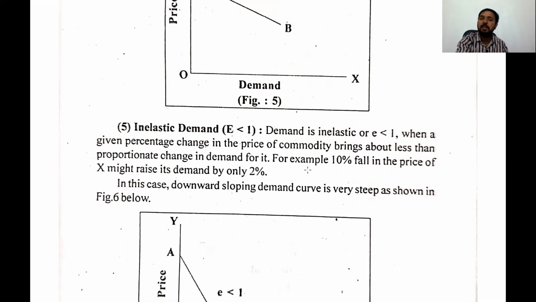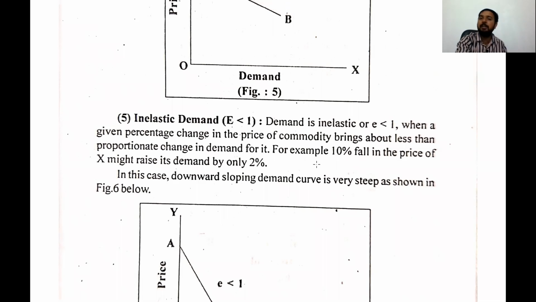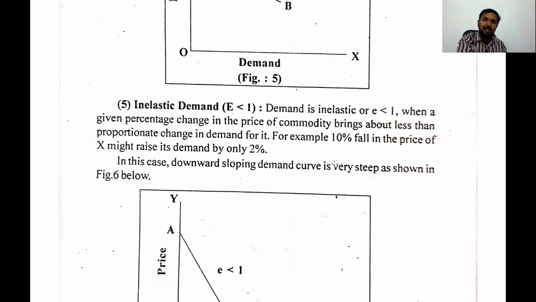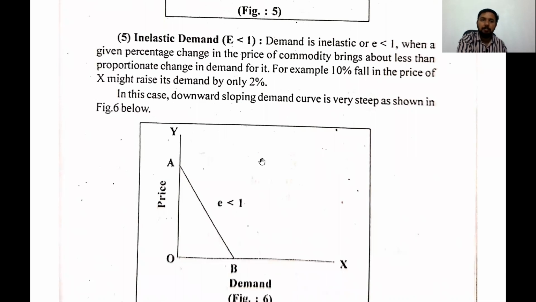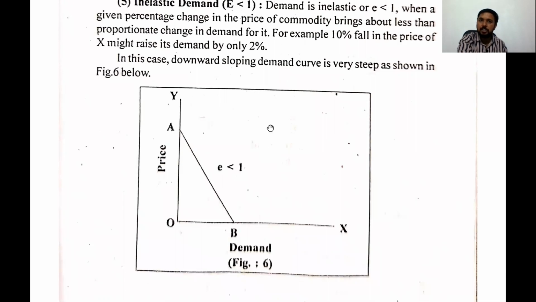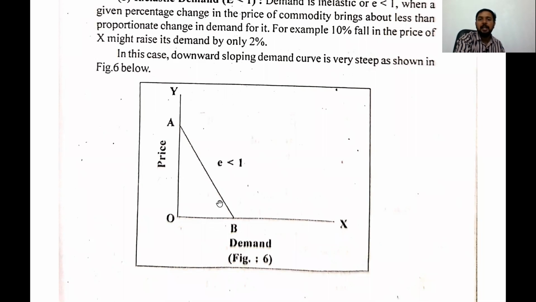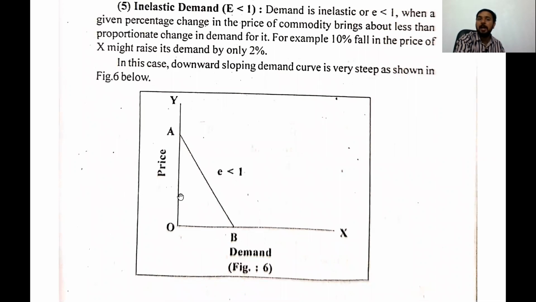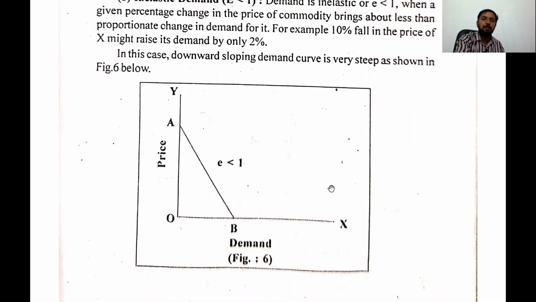So in this case, we can say it is a case of inelastic demand, and when we put such numbers in the formula of the percentage change method, we will get the answer that elasticity is less than 1. And we can also see the situation in the graph over here. On the x-axis we are given demand, and on the y-axis we are given price. So in this case, we will get less change in the demand compared to the change in the price.